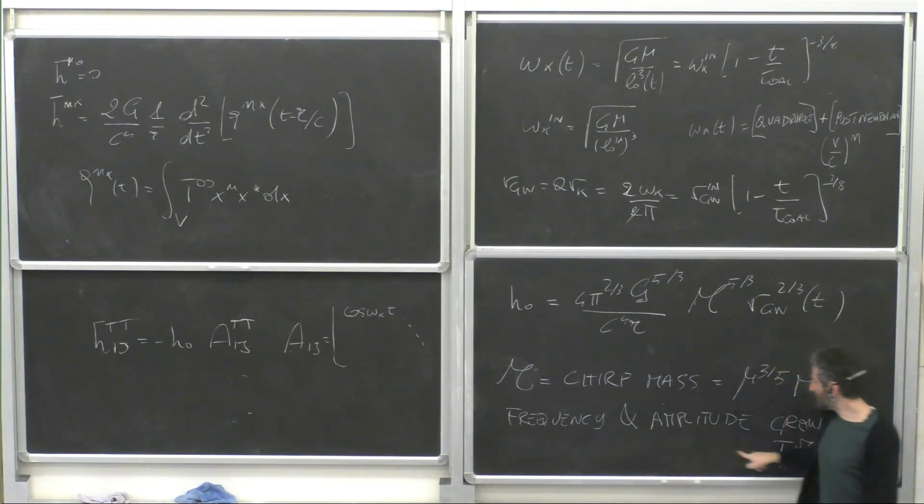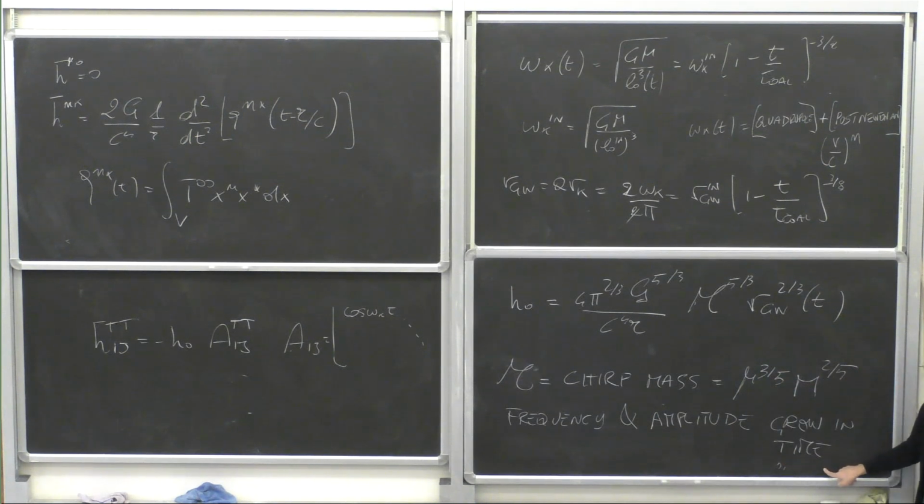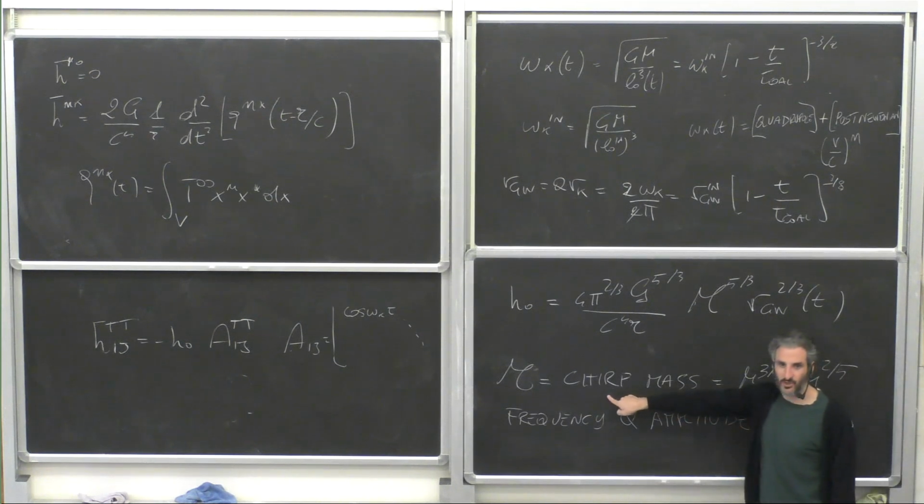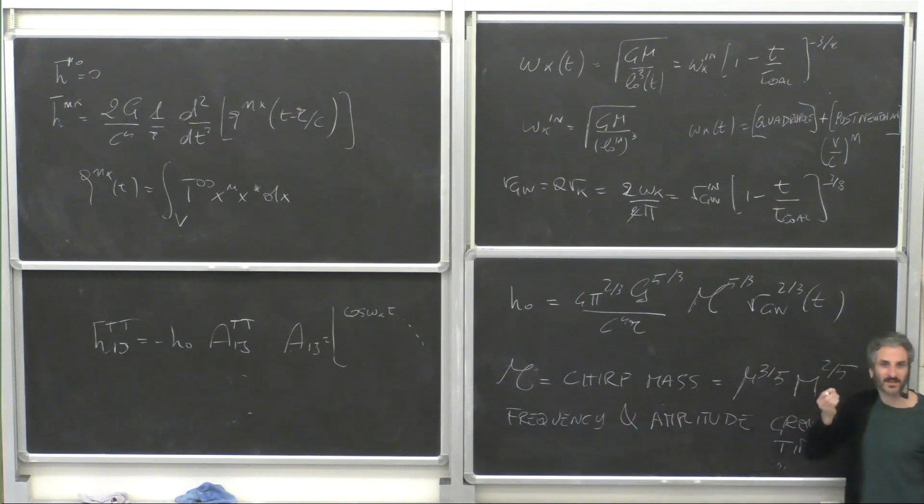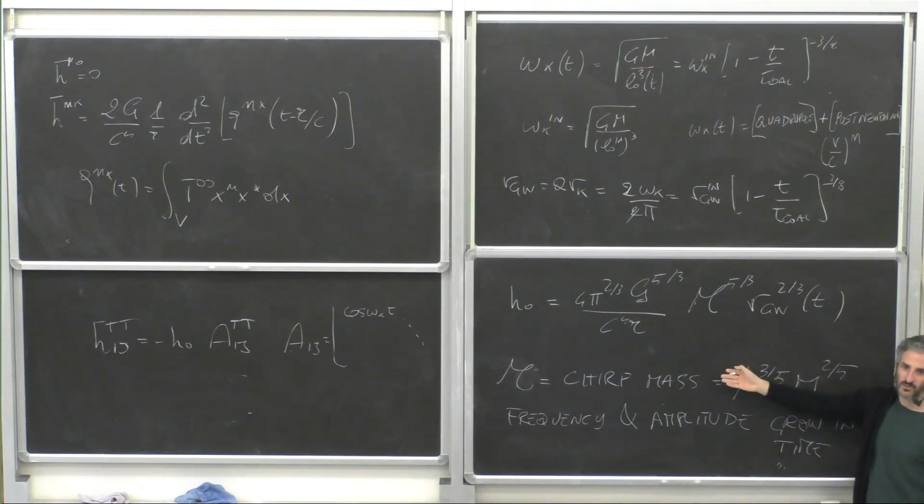So the frequency and the amplitude both grow in time, okay? And this is basically why the name chirp comes, because if you characterize the chirping of a bird, it works exactly in the same way. The birds sing such that the frequency of their singing and the amplitude of the singing increase in time. And so this is why it's called chirp mass.